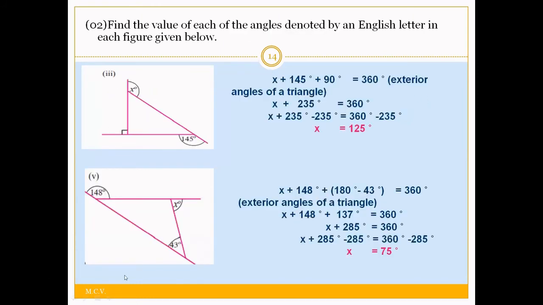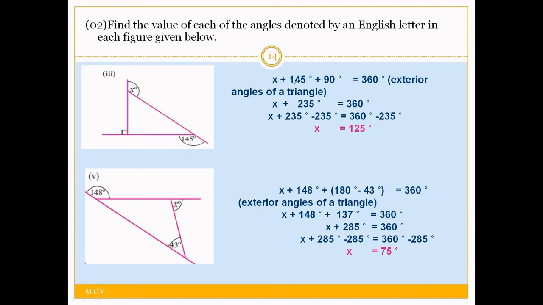Second question. These two problems are very simple because in the first one, clearly three exterior angles are given. Exterior angle X, exterior angle 145, exterior angle 90. So you can directly write the equation. Right hand side should be 360. Reason is exterior angles of a triangle sum to 360 degrees.